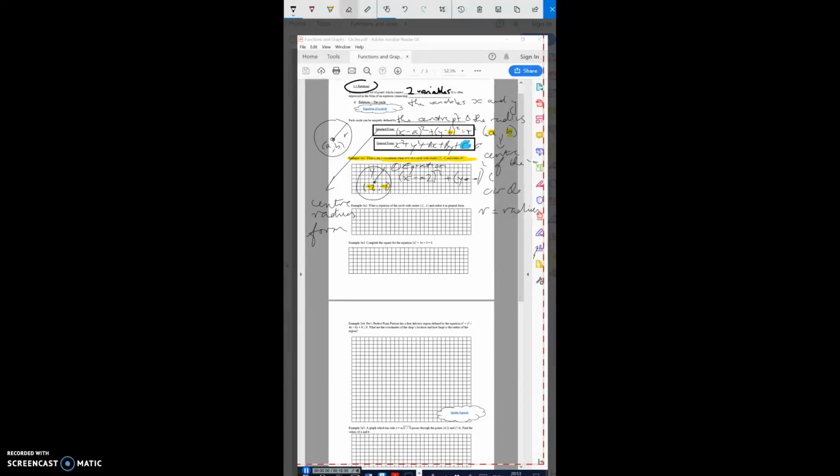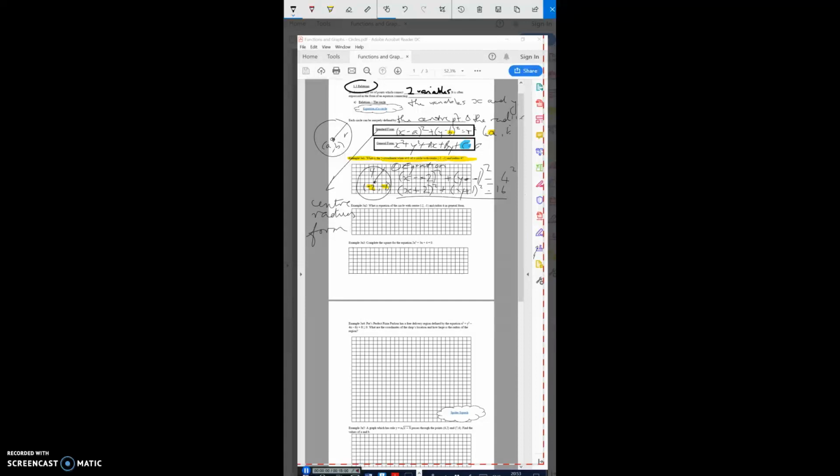It's going to equal r squared. r is 4, so it's going to equal 4 squared. So our equation is going to end up being (x + 2) all squared plus, because minus minus is a plus, (y + 1) all squared equals 16. That's our equation of our circle.